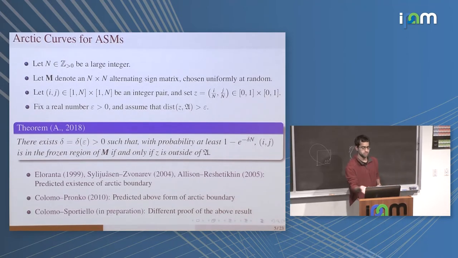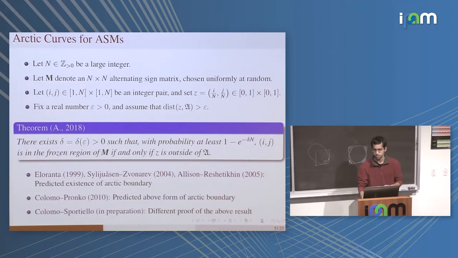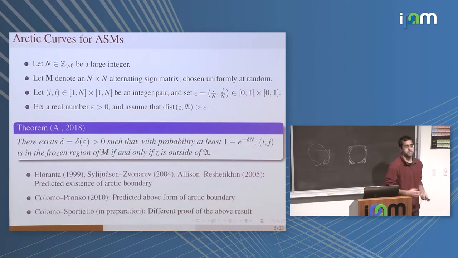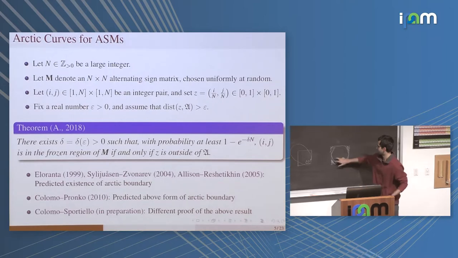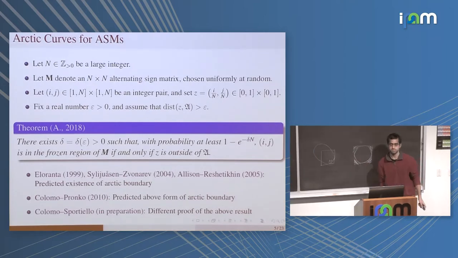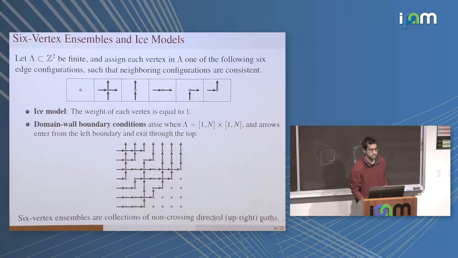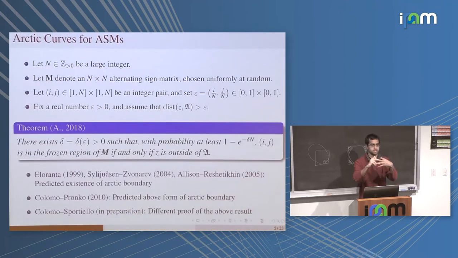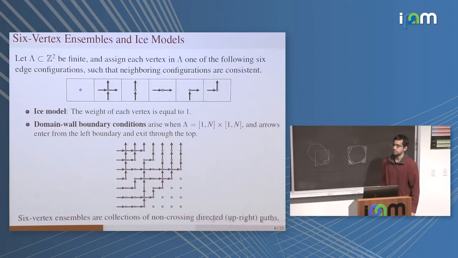Anyway, my goal is to give you some understanding about how to prove this theorem. And it's going to proceed along the lines of this tangent method that was mentioned in the previous talk. So the delta does depend on z, right? It does not depend on z, it depends on epsilon. I mean, it has to depend on epsilon, because I can't say exactly what's going on on the arctic curve. But as long as I'm outside of an epsilon cloud of the boundary, I can tell you whether or not you're frozen or liquid.